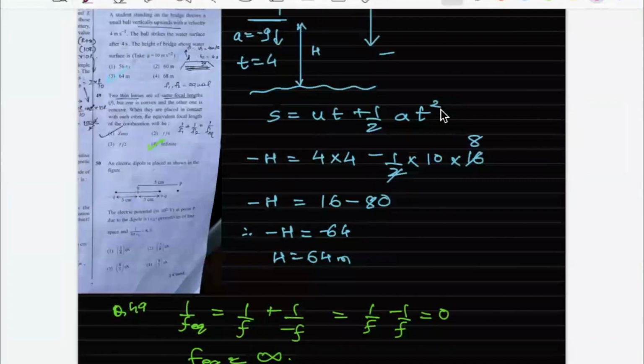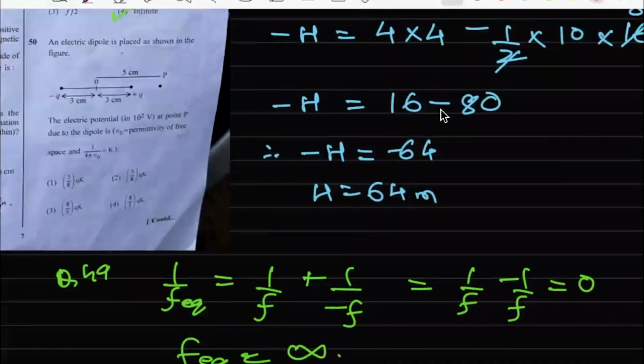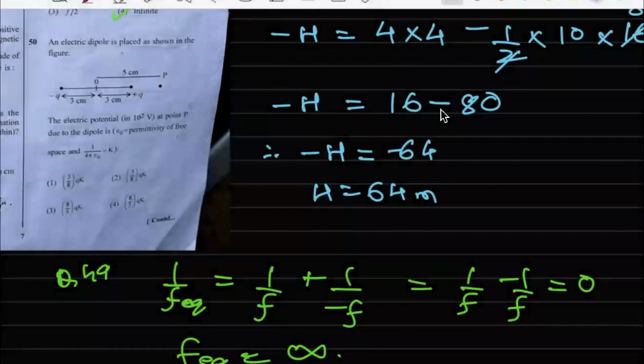The last one, question number 50. Let's see the question first. So there is an electric dipole. Dipole is placed as shown in the figure. We have plus q, minus q, and 3 centimeters, and then this is 5 centimeters. Okay. So the electric potential in 10 raised to 2 V. So that means into 100 volts, right? So they want the potential in volts, but whatever is the answer, multiply that by 100. At point P, due to the dipole, is what? So they want us to find out potential due to dipole.